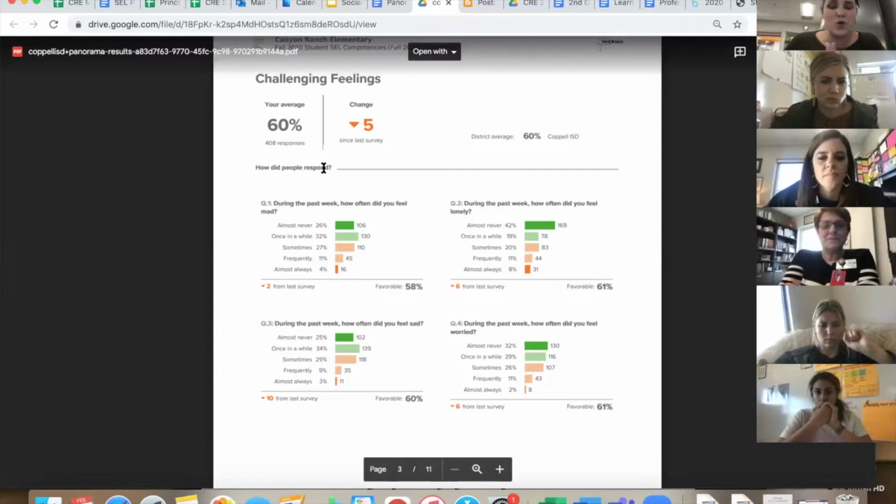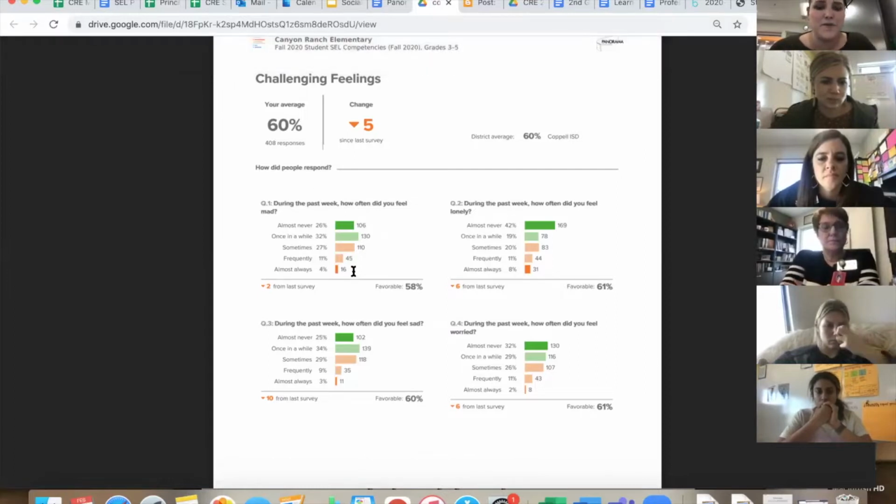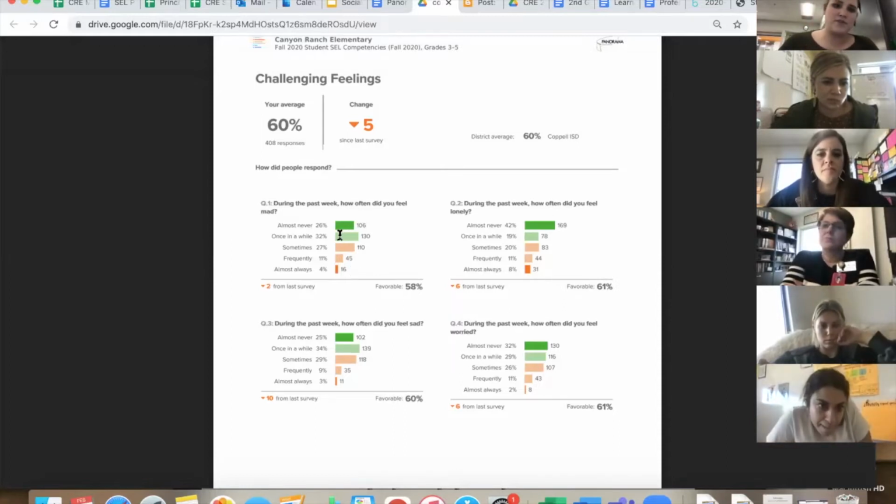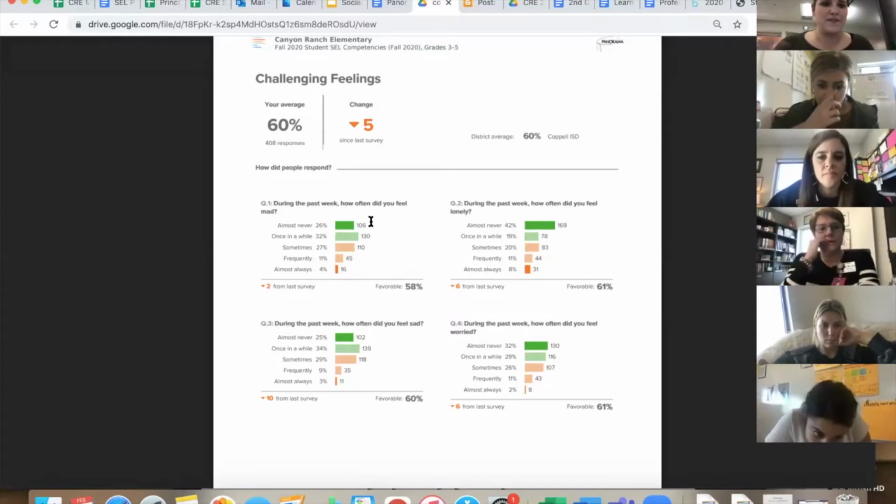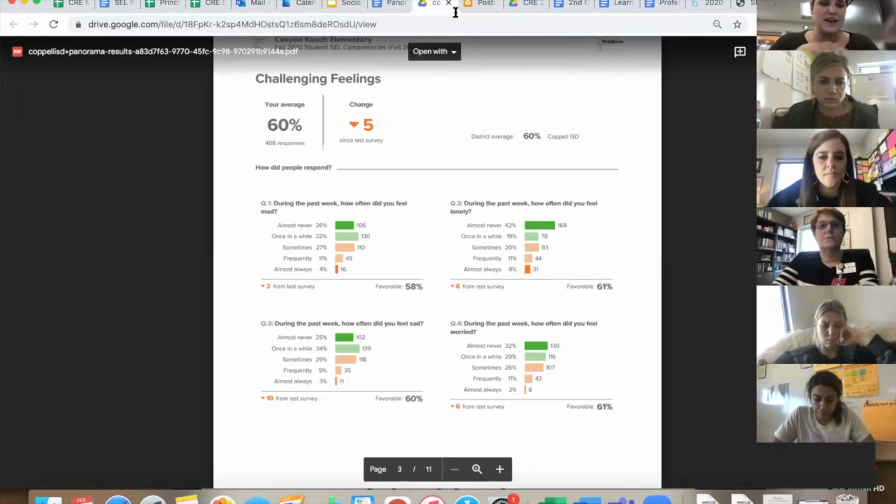And then there are some questions that your group is going to look at. The green ones are like favorable responses. So once in a while or almost never, or sometimes it might be switched around, but the greens are the favorable and the oranges are mostly not. And then same thing, by each question, it breaks down what's the favorable response, and has it improved or has it gone down since the last survey.